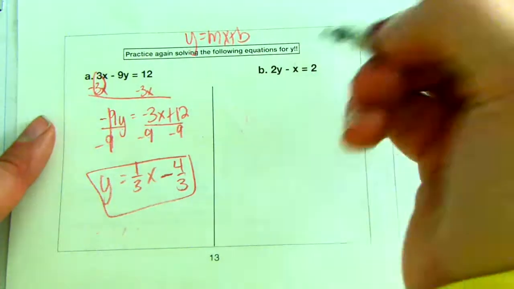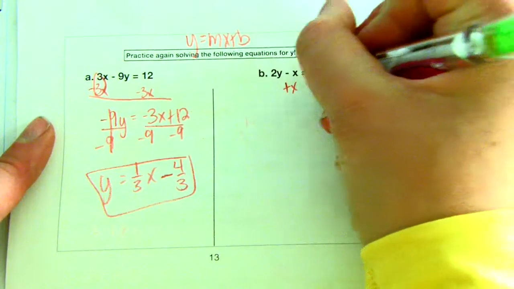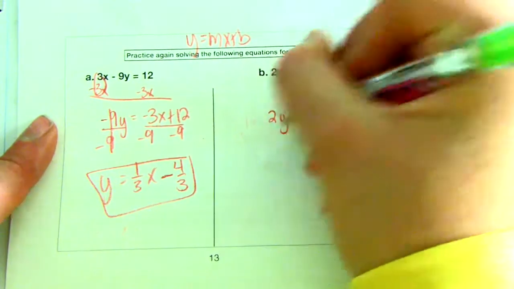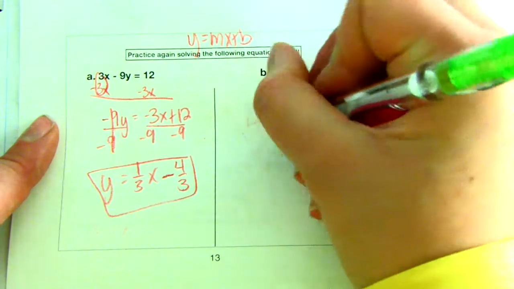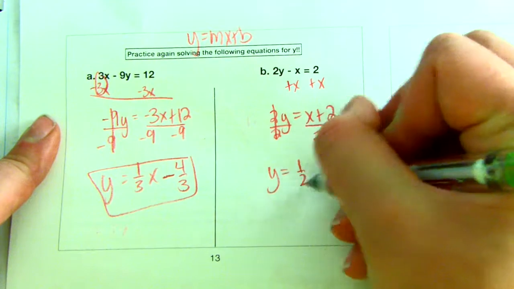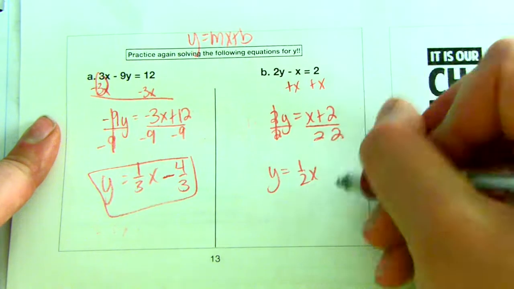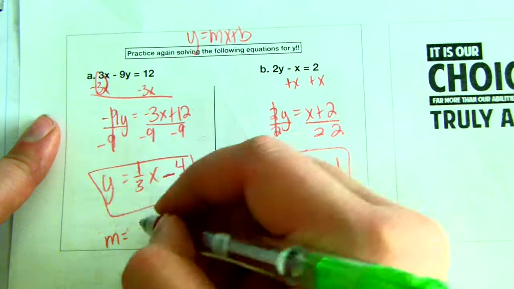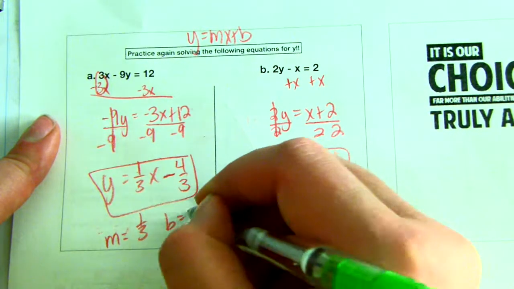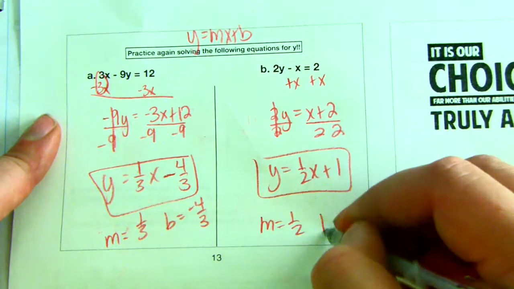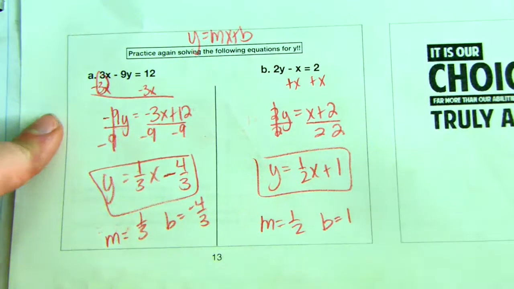Letter B, getting y by itself, we're going to add x to both sides this time. So we get 2y equals x plus 2. Divide everything by 2. So this would be 1x divided by 2, so 1/2 x. 2 divided by 2 is 1. m in this first one was 1/3. b was -4/3. m in the second one is 1/2. And b, or the y-intercept, is 1.